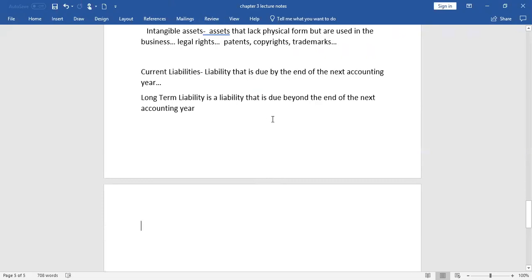But at the end of the year, we don't rip up our general ledger and throw it away and go, let's start over next year. No, we continue using the one we currently have. So we need to clean up. We need to get our general ledger, those T accounts, ready for next year. Now, what do we have to do?